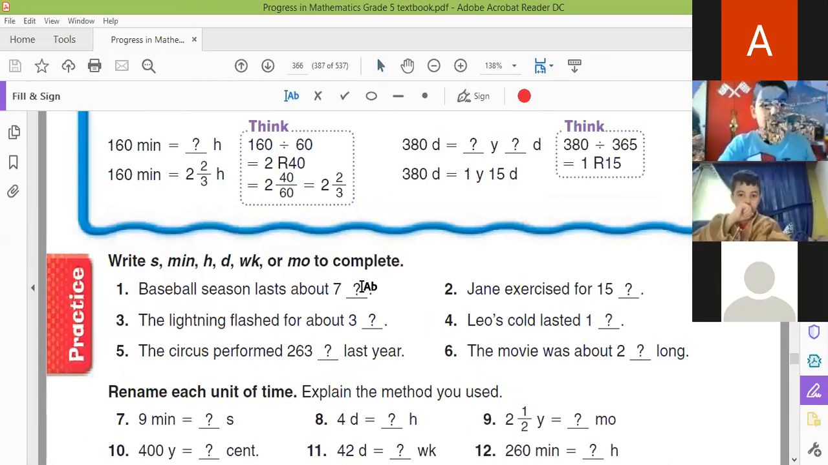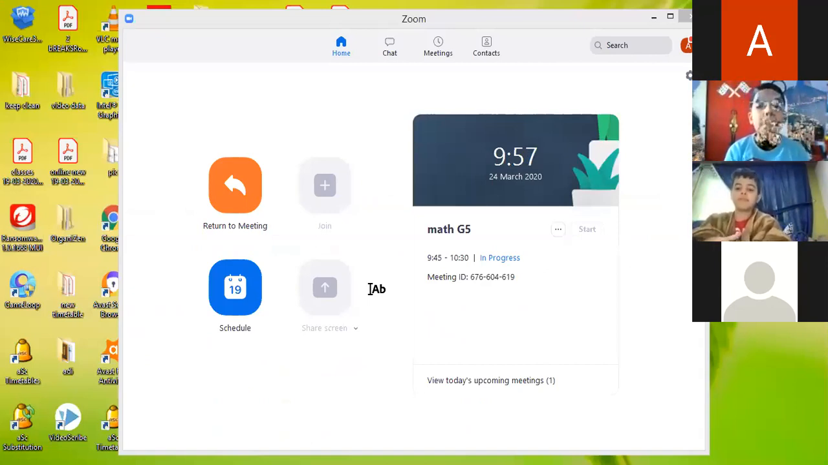What is written there? Baseball season lasts about 7 what? If there is a baseball season, it will last about how many? I think 7 months, not minutes. 7 months. Right here, MO.